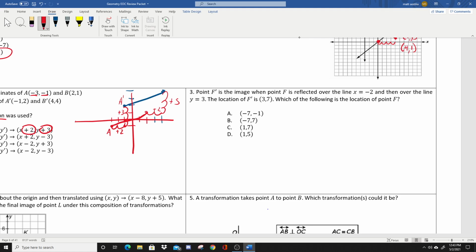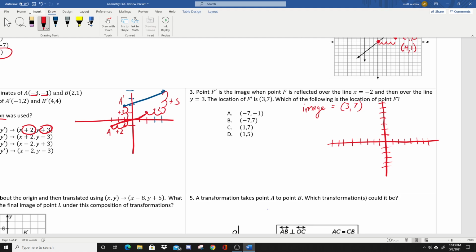It says point F prime is the image, and they actually give us the location of F prime. So the image is (3, 7). The original is reflected over the line x equals -2, and then over the line y equals 3. So let's go ahead and graph this. Hopefully my graph has enough. It's not looking too pretty though.